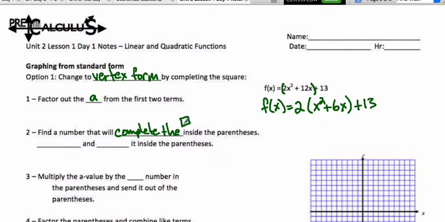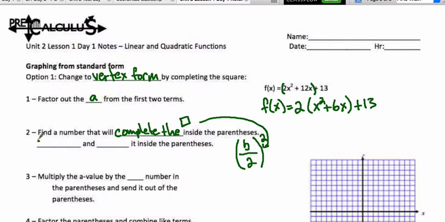And I ran out of room, but complete the square inside the parentheses. So I need to find a number that's going to complete the square inside the parentheses. And remember, how to do that is you take b, you divide it by 2, and then you square it. Okay, so that number is going to be this. So in this case, I would take 12, divide it by 2, and square that number.